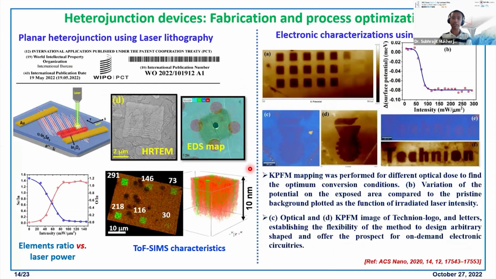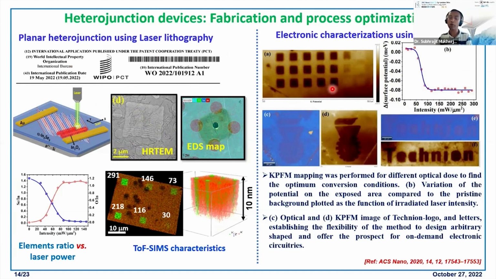Then we move to the heterojunction devices. For the heterojunction, we use laser lithography. After fabricating the devices, we put the PCB board under our laser system to expose half of the channel. These are just the basic characterizations of what is happening. We saw this exposed part is converted to indium oxide.